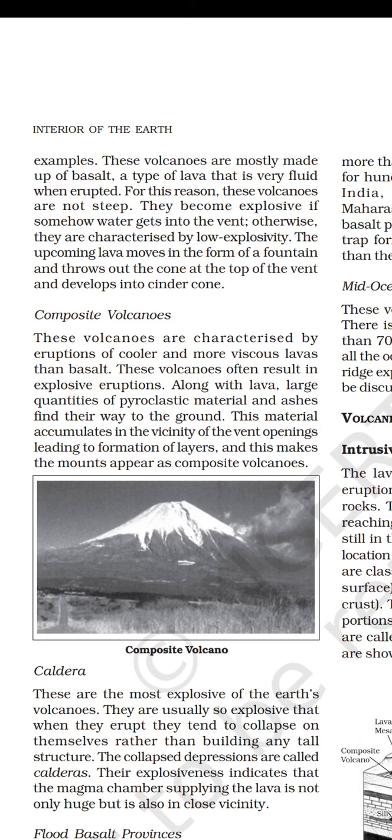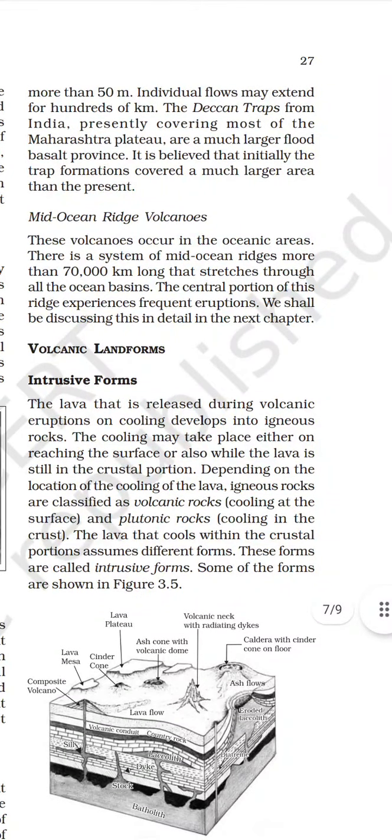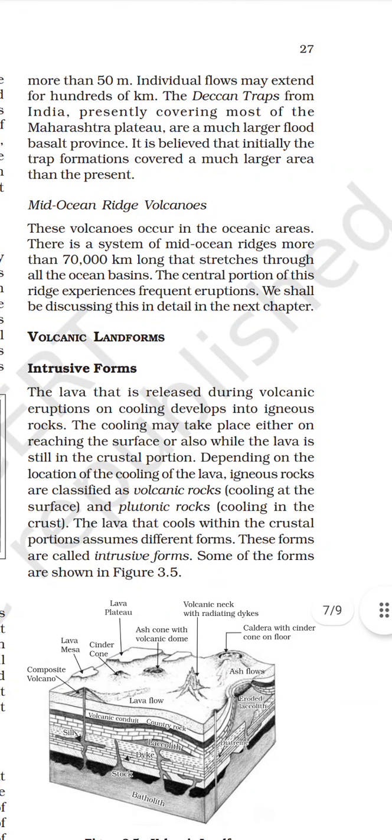Flood basalt provinces. These volcanoes outpour highly fluid lava that flows for long distances. Some parts of the world are covered by thousands of square kilometers of thick basalt lava flows. There can be a series of flows, with some flows attaining thickness of more than 50 meters. Individual flows may extend for hundreds of kilometers. The Deccan Traps from India, presently covering most of the Maharashtra plateau, are a much larger flood basalt province. It is believed that originally the trap formations covered a much larger area than at present.